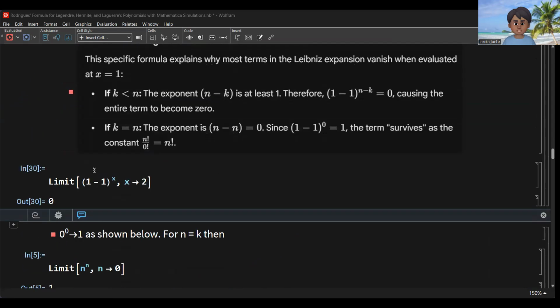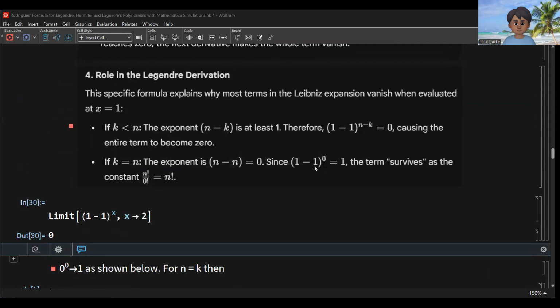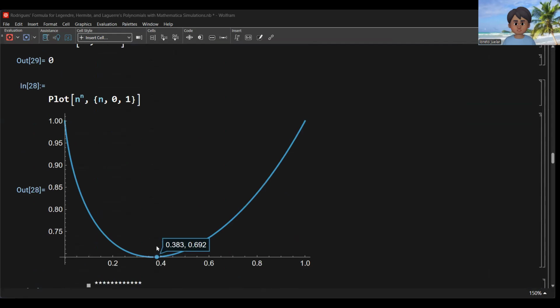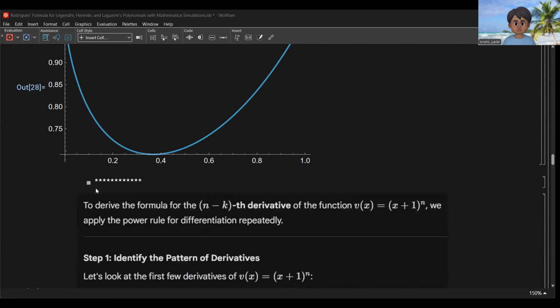So that's the reason why it is equal to 1. So 1 minus 1 raised to 0 equals 1. Now it is evidently shown by the plot here that n to the n from 0 to 1, so n equals 0 here. So 0 to the 0 is equal to 1.